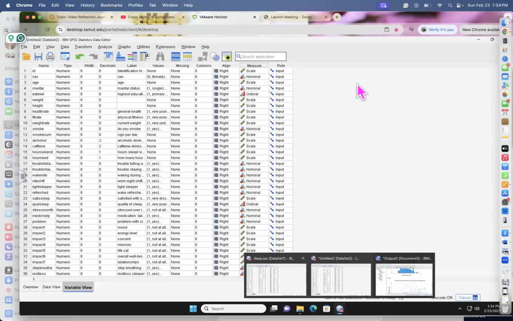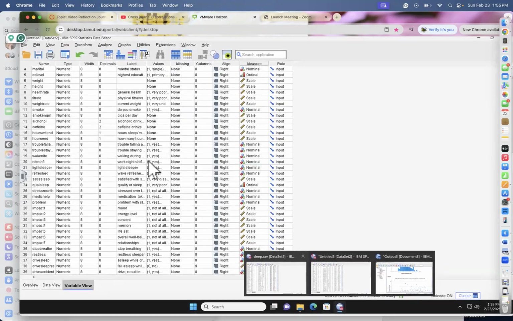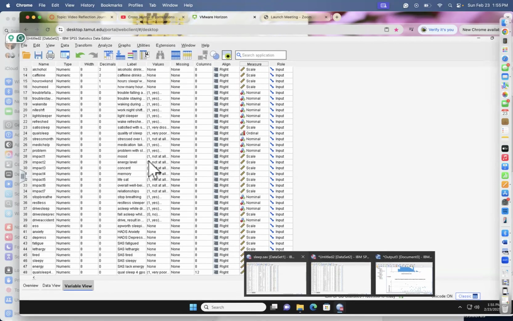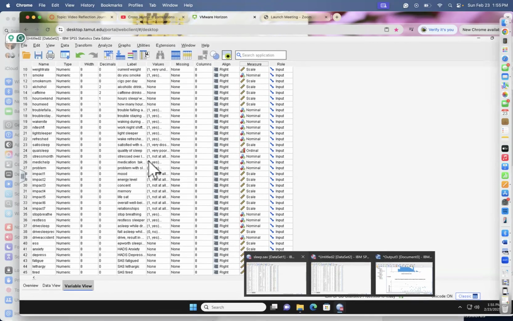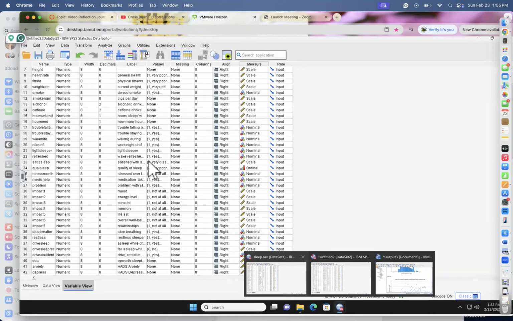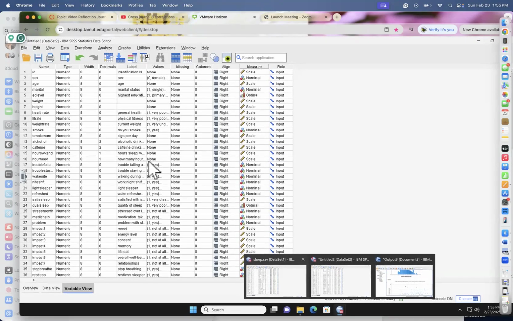Okay, for this journal, we're going to look at the strength of correlation between our sleep association and our Epworth scale. And to do that, we open our sleep.sav. What we need to do is look at, we're not going to use all this information, but I thought about making a new file, but I thought, nah, let's go ahead and keep with what we have.